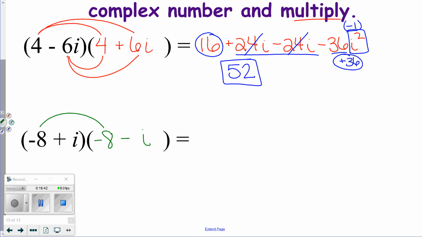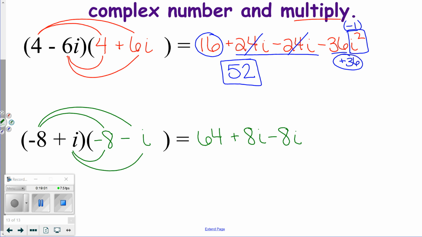So negative 8 times negative 8 is a positive 64. Negative 8 times negative i is a positive 8i. i times negative 8 is negative 8i. And i times negative i is negative i squared. If it helps, remember there is a negative 1 in front of that, right? We always have those unspoken ones.